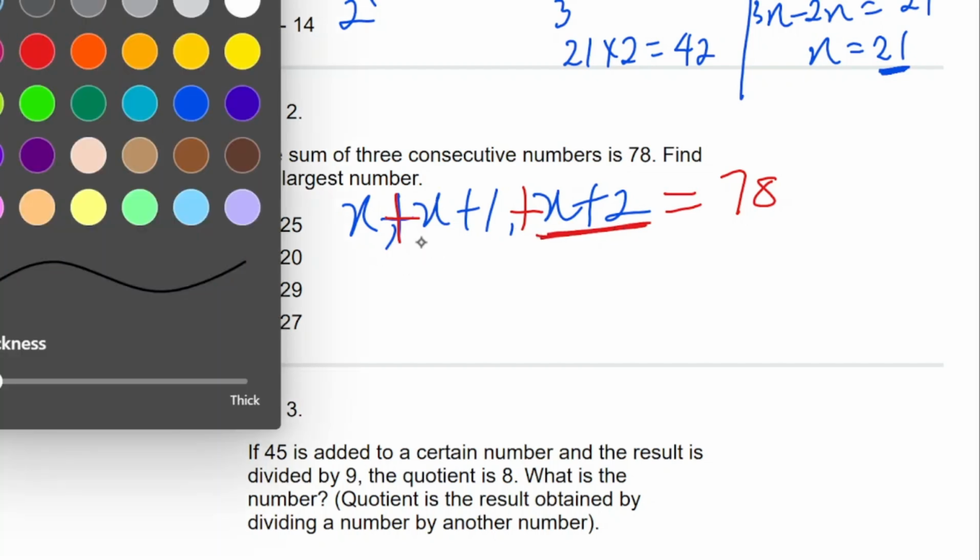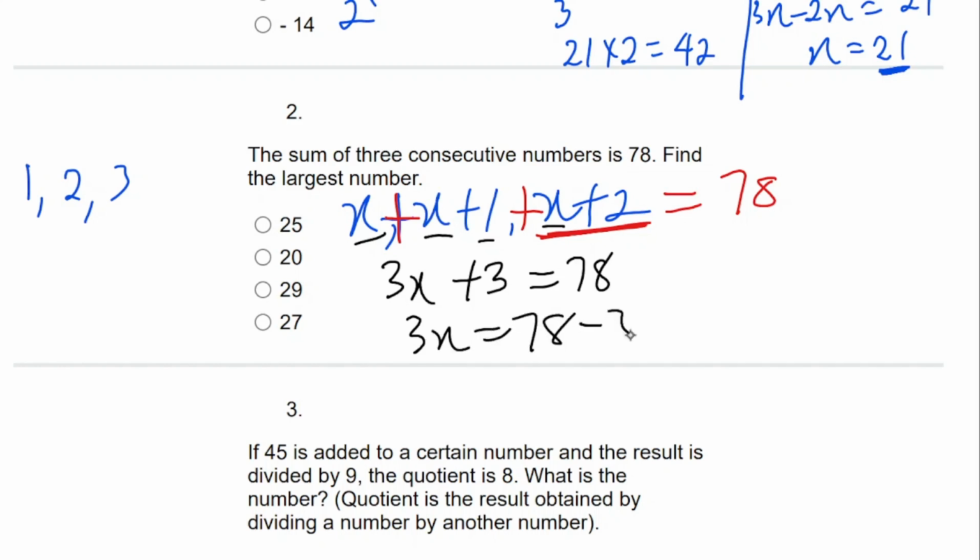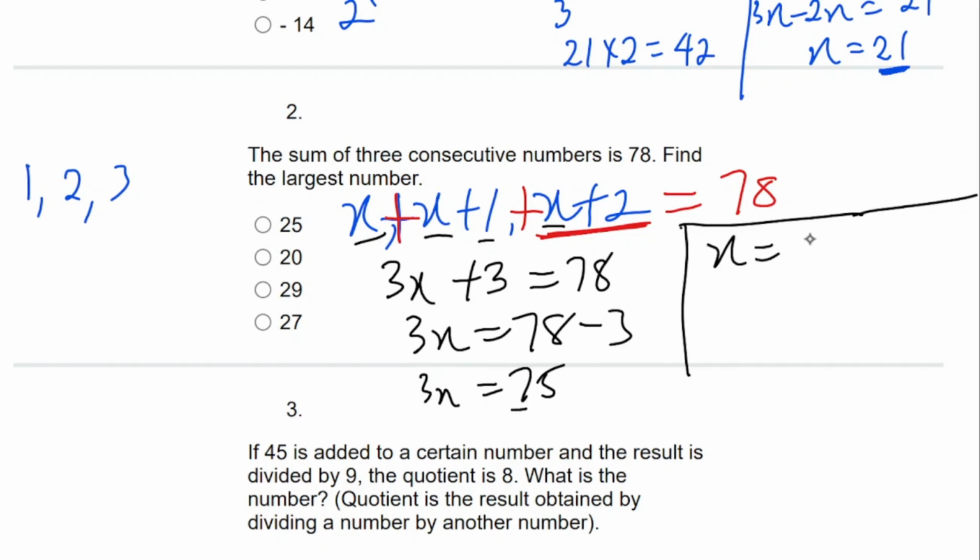But before that, let's solve this first. So x plus x plus x, that gives us 3x. 1 plus 2, that gives us plus 3, equal to 78. I hope I'm making sense. So from here, we can have 3x equal to 78 minus 3, and that will give us 3x equal to 75. So x equals, we are dividing by 3, 3 in 7, that is 2, remainder 1. 3 in 15, that is 5.